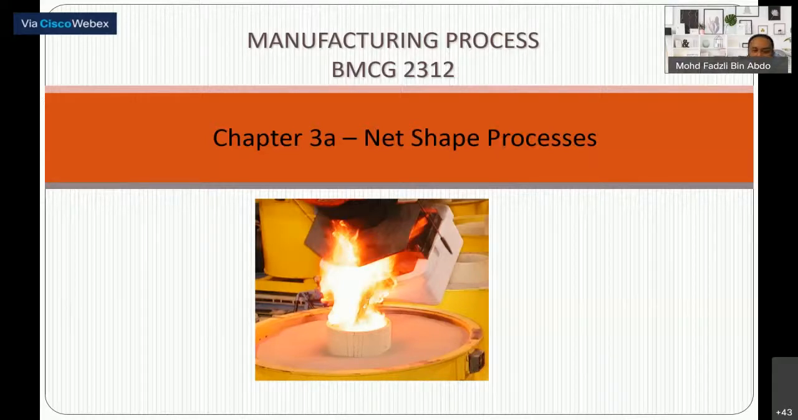Okay, so this is the chapter 3, net shape processes. What is net shape? Net shape means shape yang akhir lah.